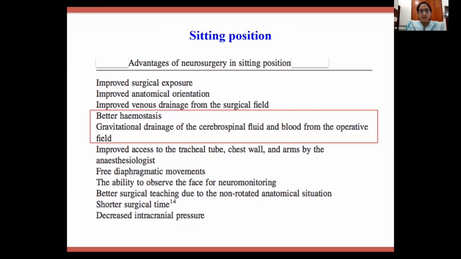The other advantages are improved surgical exposure, and improved access to the tracheal tube, chest wall and arms for the anesthesiologist. The FRC is increased because the diaphragm moves downwards, so we have free diaphragmatic movements. We can also observe the face for neuromonitoring, and this results in a shorter surgical time; although the time taken for positioning increases, the surgical time is less. And there is decrease in the intracranial pressure because of the better drainage.